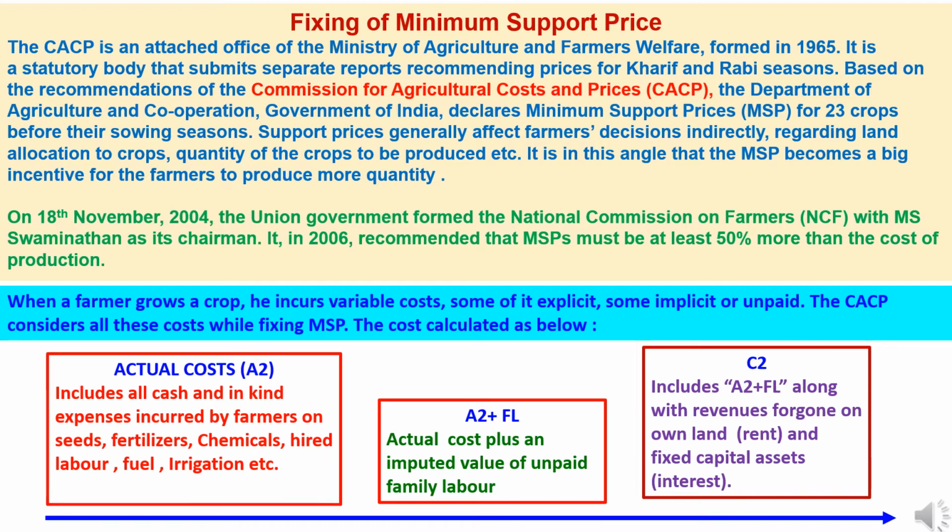Based on the recommendations of the Commission for Agriculture Cost and Prices (CACP), the Department of Agriculture and Cooperation, Government of India declares minimum support prices (MSP) for 23 crops before their sowing seasons. Support prices generally affect farmers' decisions indirectly regarding land allocation to crops, quantity of the crops to be produced, etc. It is in this angle that the MSP becomes a big incentive for the farmer to produce more quantity.